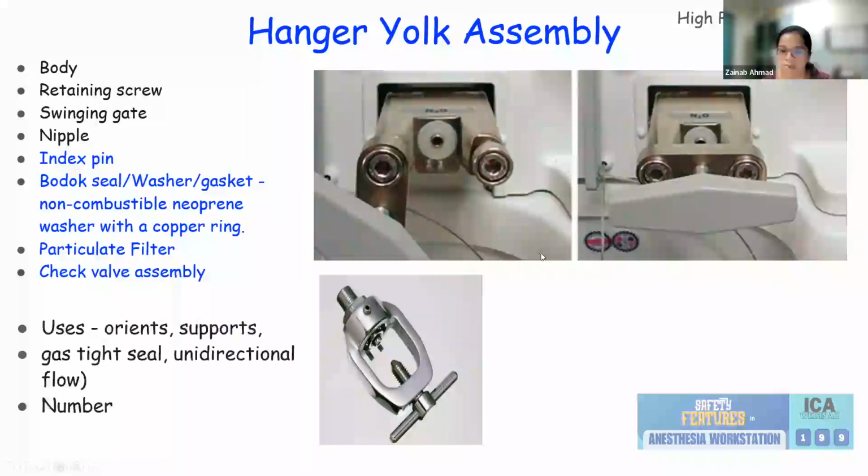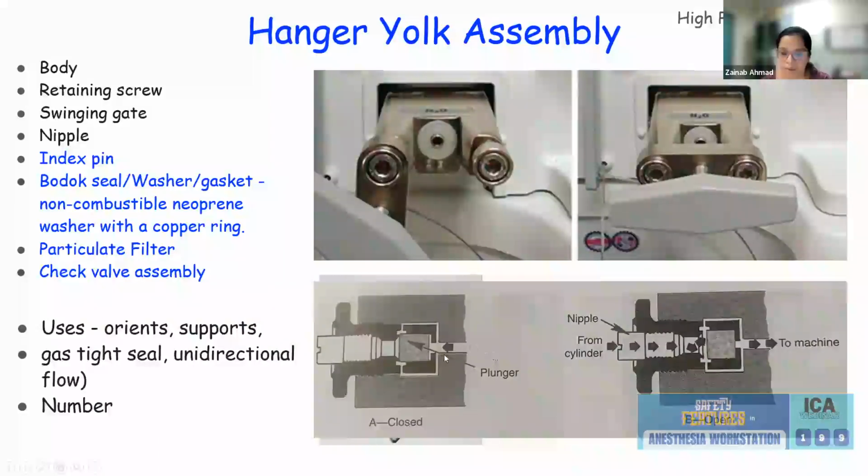Why we need a check valve assembly is to ensure unidirectional flow. Suppose you don't have any cylinder over here. If the pressure in the machine rises, what will it do? It will push the plunger and ensure that the yoke assembly is closed. It is also recommended, as this check valve might sometimes be incompetent and you may not come to know of it, that no yoke should remain open, and you should always attach a yoke block to your yokes.